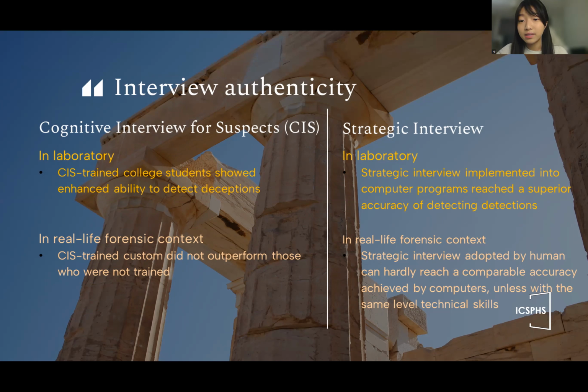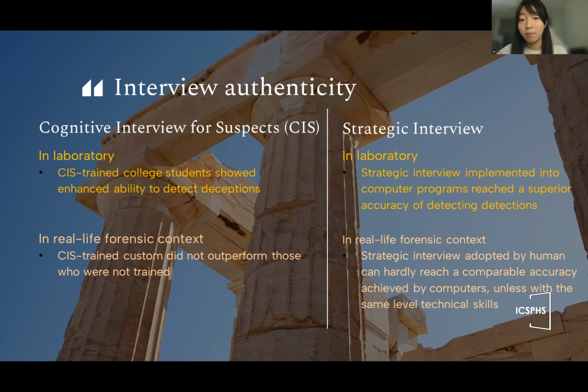In the laboratory, this technique was tested by computers analyzing videos of either truth tellers or deceivers, based on cognitive load theory. This approach showed a superior accuracy of around 90%. However, when humans adopted the same strategic interview technique, they obtained an accuracy no better than chance level. They could only achieve accuracy comparable to the computer when supported with statistical and technical abilities.